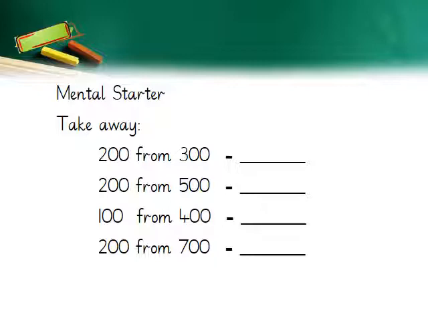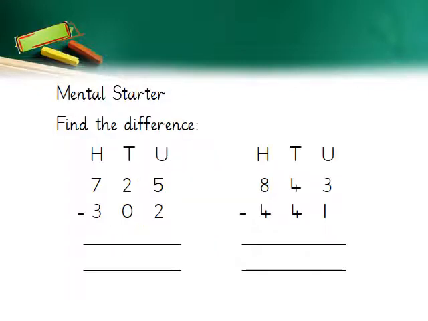So very easy. Yes, the answer is 300. Correct. Last part is take away 200 from 700. Yes, the answer is 500. Correct. You have done a good job. Continuing with the mental starter, let's do the given sums. Take your time and match your answers later on.